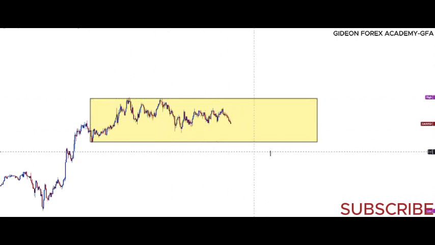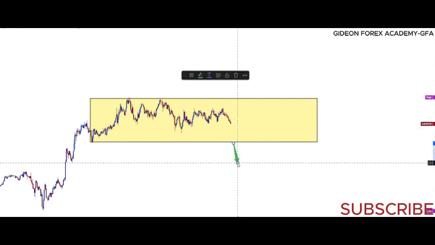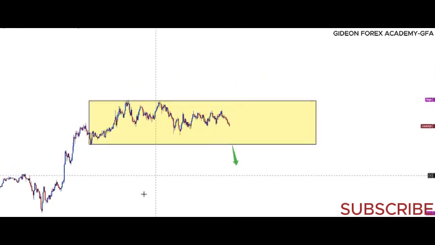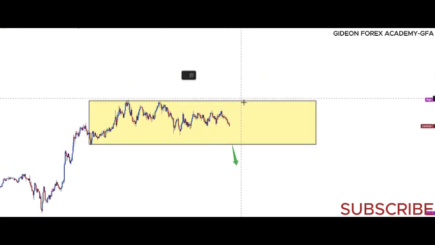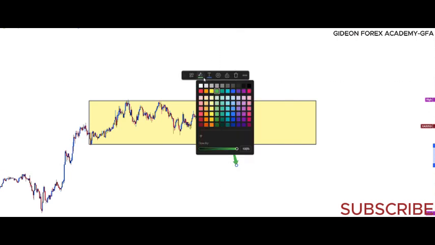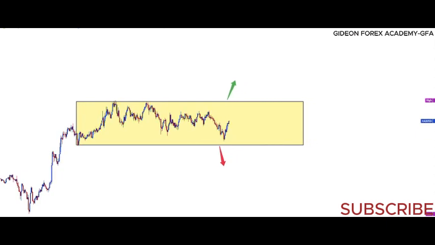We can mark out like this, and we want to see gold break either below, or break above here for us to buy. So that's what we'll be waiting for. Let's play this and see what happens.